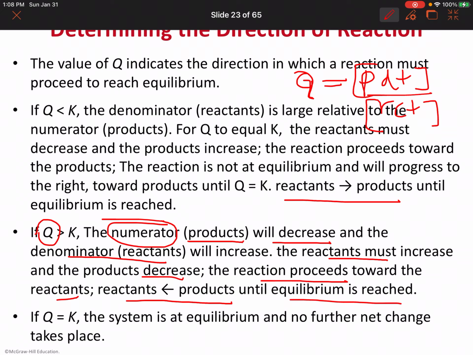So by looking at whether Q is less than K or Q is greater than K, we can see which direction a reaction should proceed in order to reach equilibrium. If Q and K are the same, we say the system is at equilibrium and no further net change takes place.